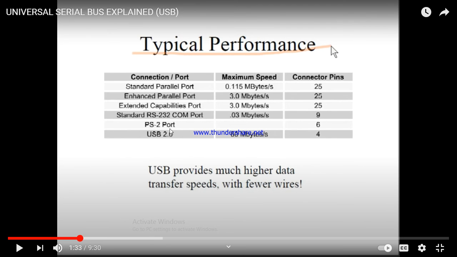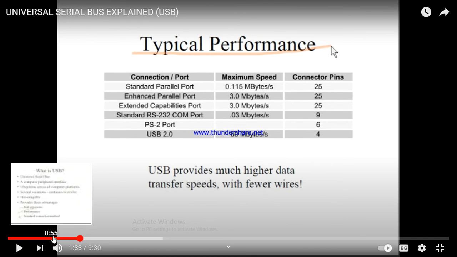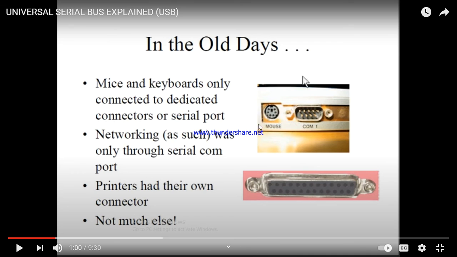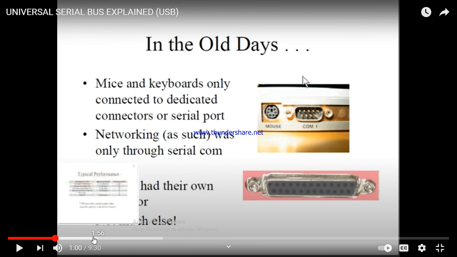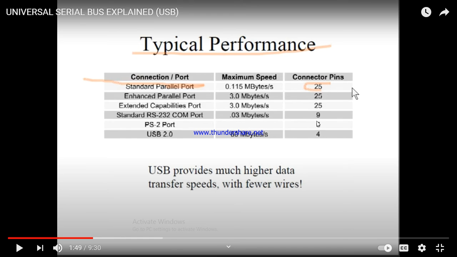Then PS2 ports came. Which are the PS2 ports? Right, these are the PS2 ports, right? How many pins are there? 1, 2, 3, 4, 5 and 6. There are 6 pins. So that's why in PS2 ports, 6 pins are given over here.